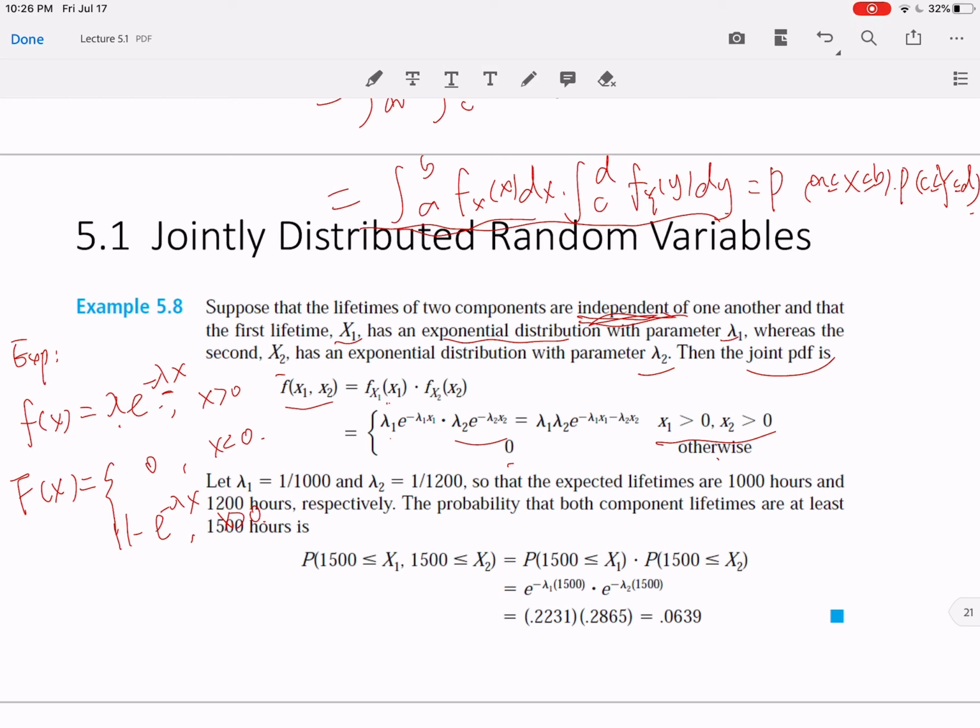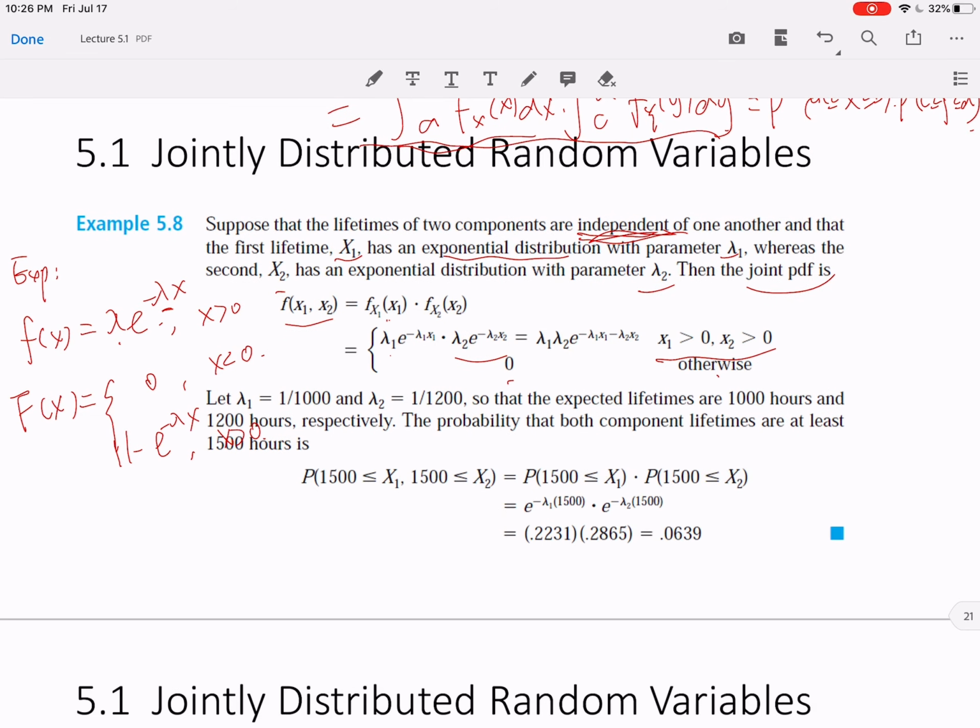It's very easy to find the joint PDF with the given marginal PDFs if those two variables are independent. We just need to multiply them together. Okay. And it says lambda 1 is equal to 1 over 1,000, and lambda 2 is 1 over 1,200.